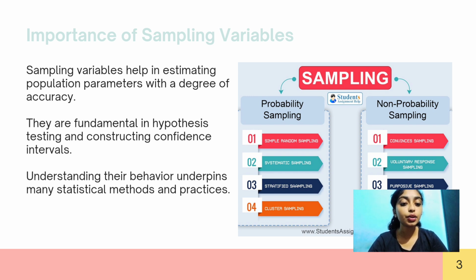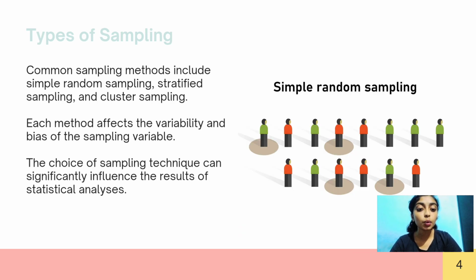Sampling is divided into two types, that is probability sampling and non-probability sampling. Moving on to the types of sampling now. Common sampling methods include simple random sampling, stratified sampling, and cluster sampling. Each method affects the variability and the bias of the sampling variable. The choice of sampling technique can significantly influence the results of the statistical analysis.